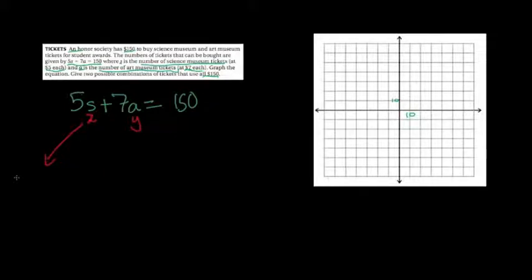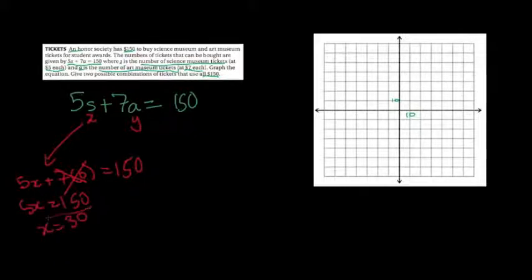Okay, so let's go. So 5, which is going to be our x-intercept. So 5x plus 7 times 0 is going to be 150. So this will cancel out. So 5x is going to be 150, and if you divide that, x is going to be equal to 30. So this is going to be our x-intercept.